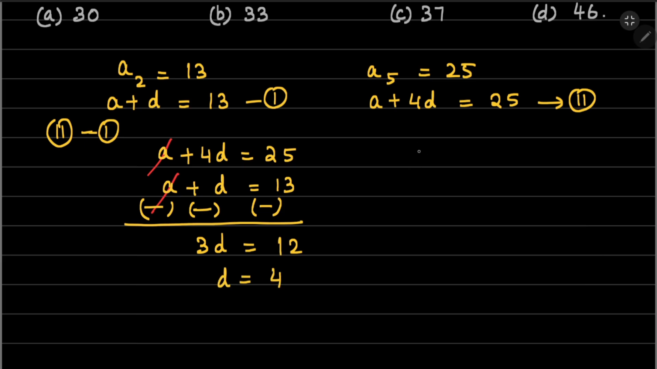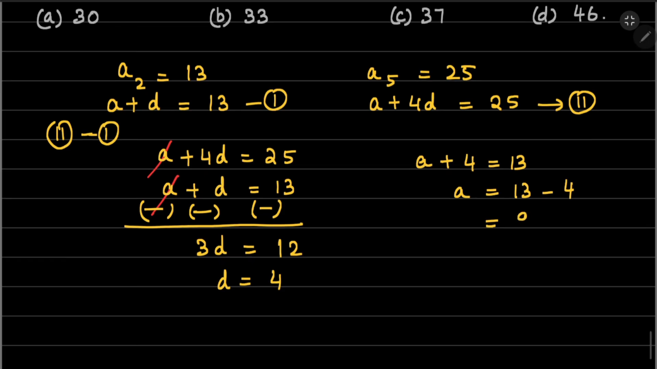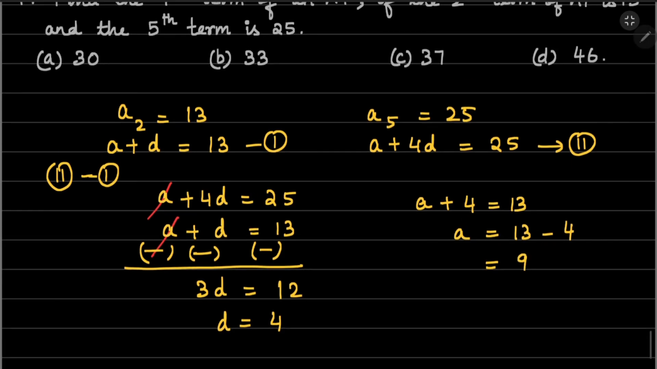So if you put d equal to 4 in equation 1, a plus 4 is equal to 13. So a will be 13 minus 4, which will be equal to 9. Right? a is equal to 9.